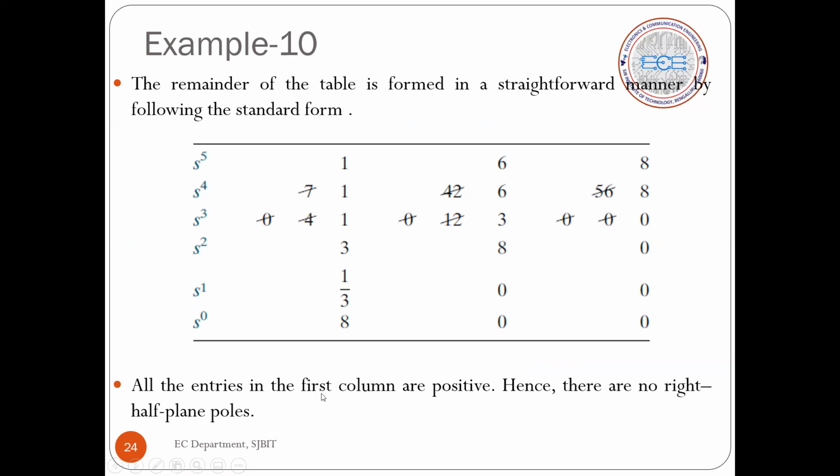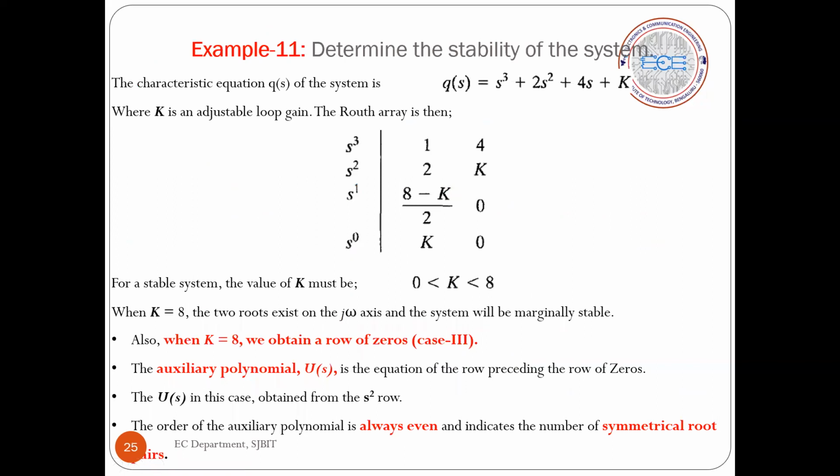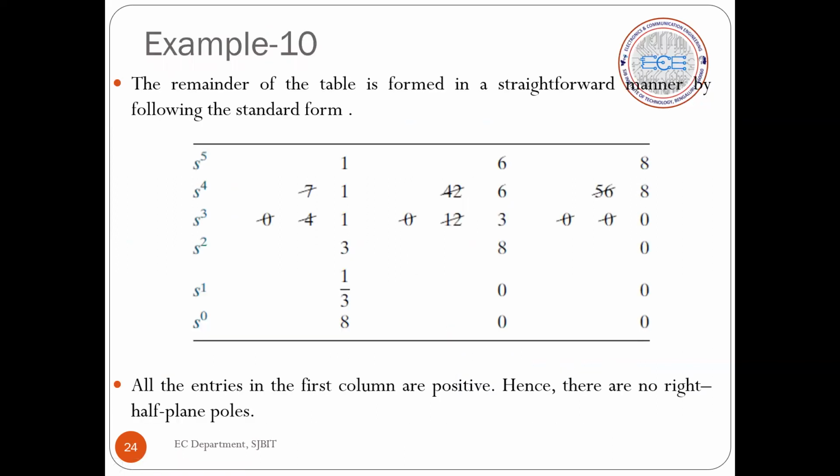Now, all the elements in the first column are positive. Hence, there are no roots in the right half of the S plane, because there is no sign change. So you will see that there are no roots to the right of the S plane.